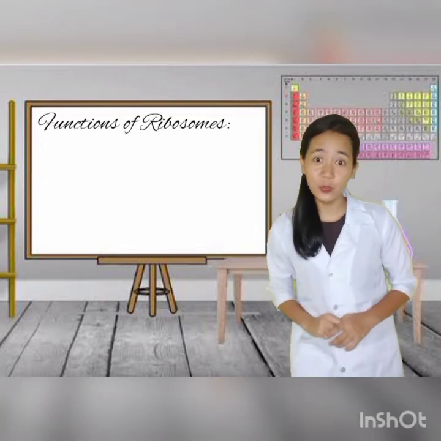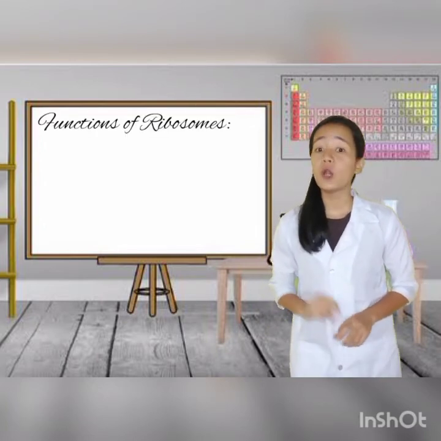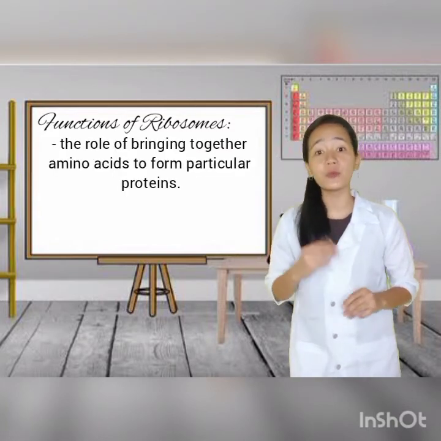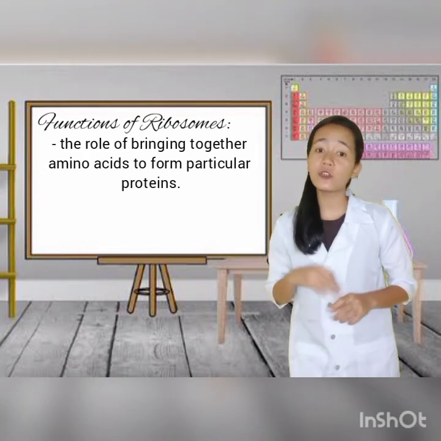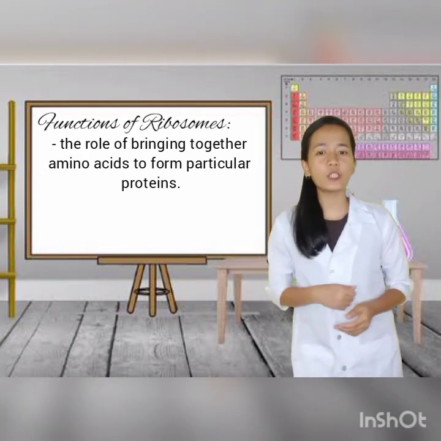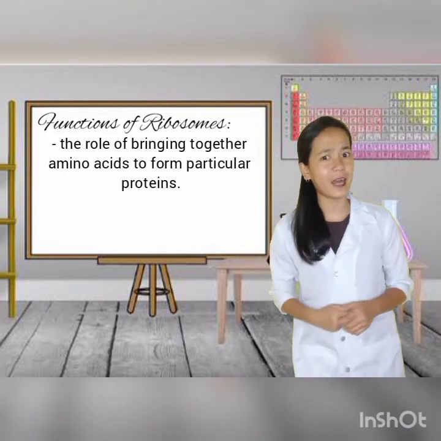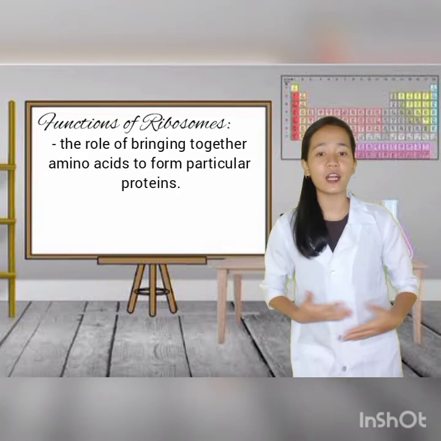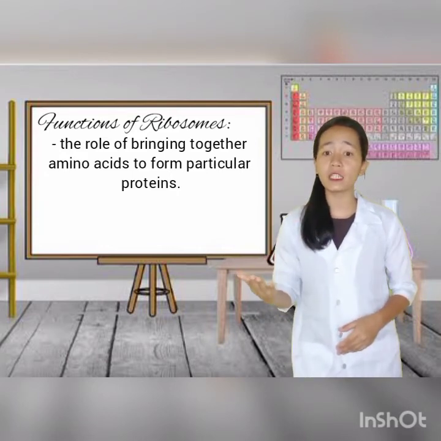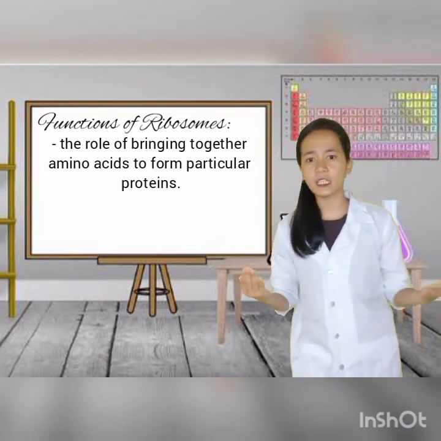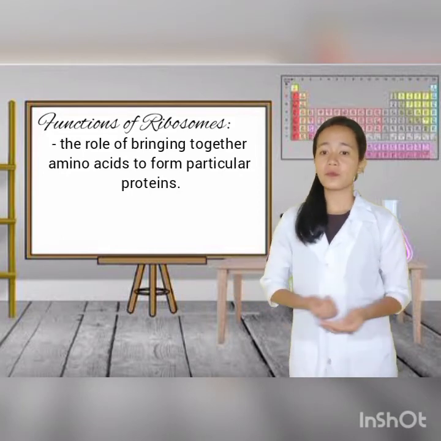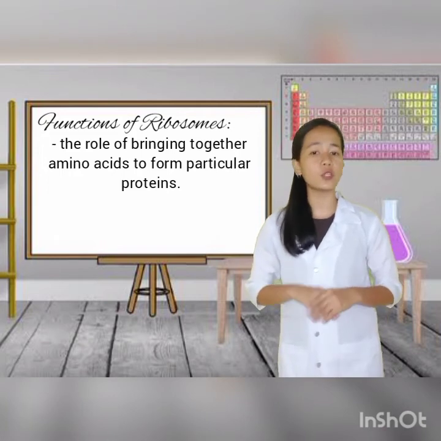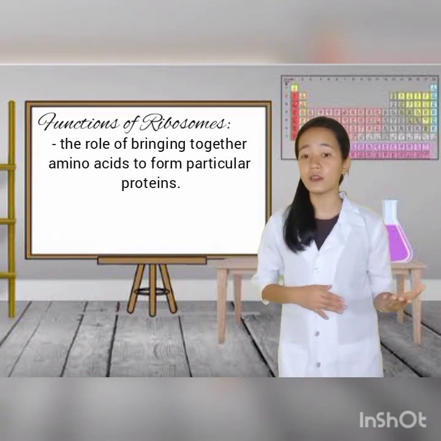So now let's move on to the function of the ribosome. When it comes to the main function of the ribosomes, they assume the role of bringing together amino acids to form particular proteins, which are important in completing the cell activities. So protein is required for numerous cell functions, for example, directing chemical processes or fixing damaged cells. Ribosomes can be discovered floating inside the cytoplasm or joined to the endoplasmic reticulum.